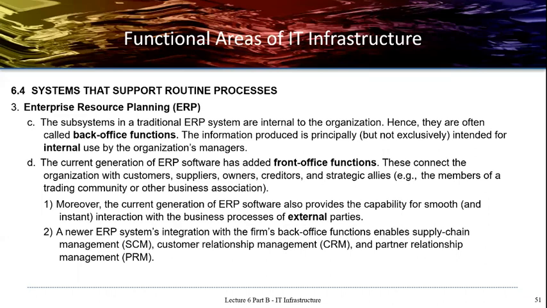And the newer ERP systems integration with the firm's back office function enable supply chain management, customer relationship management, and partner relationship management to manage. So they are integrated with the back office function. So ERP is a complete automation of a company on the four pillars of the company: HR, marketing, finance, and operation. So any organization will sit on these four pillars. So these four pillars, we identify processes. So those processes we computerize with the ERP system.